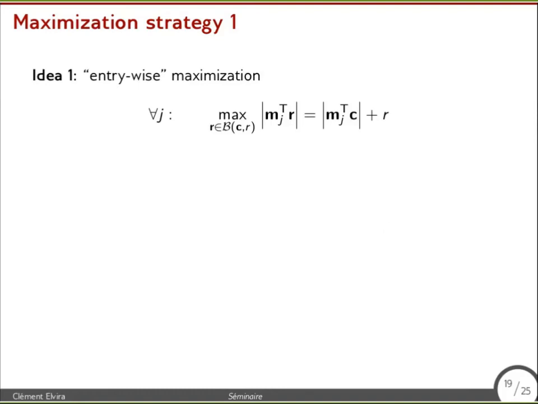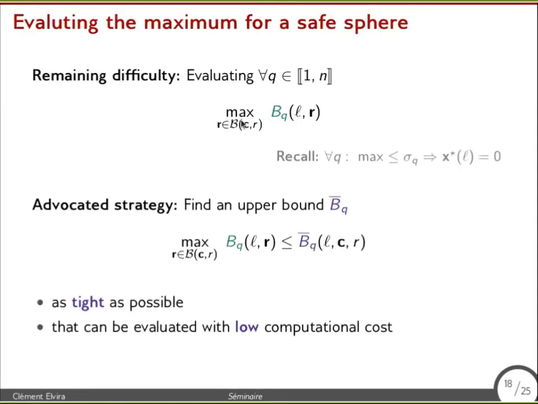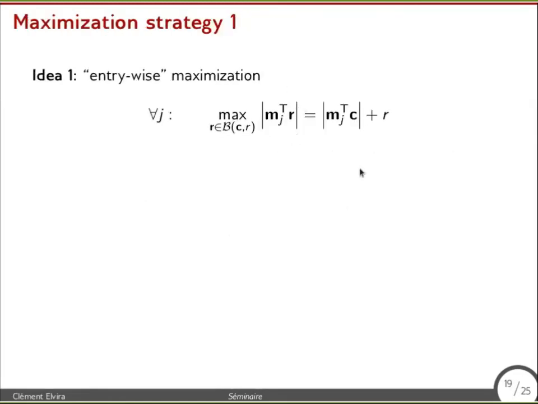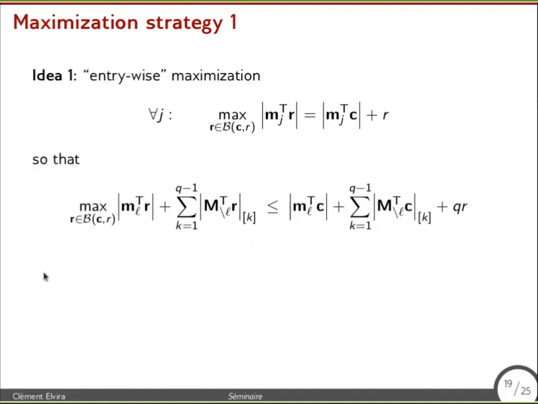So the first idea is to see that when we want to evaluate the maximum here, we have some inner product between the columns of M and R that appears. And the first idea, which is a bit naive, will be to, instead of maximizing the sorted sum of the inner products, maximize the inner products independently. And then we will say that the maximum of the sum of the sorted inner products can be upper bounded by the maximum of the inner products that have been maximized independently. So this is a valid upper bound.